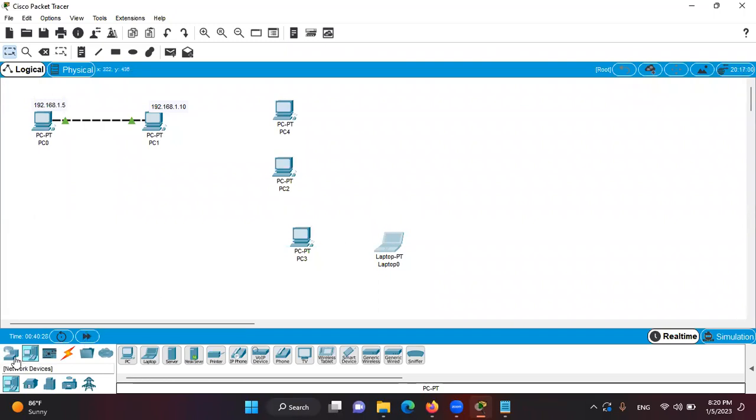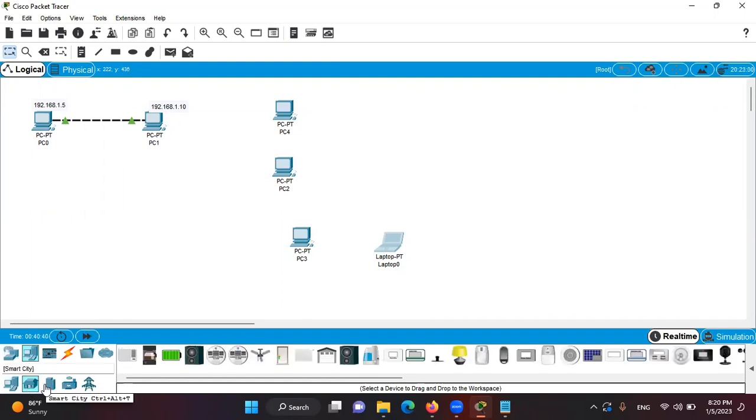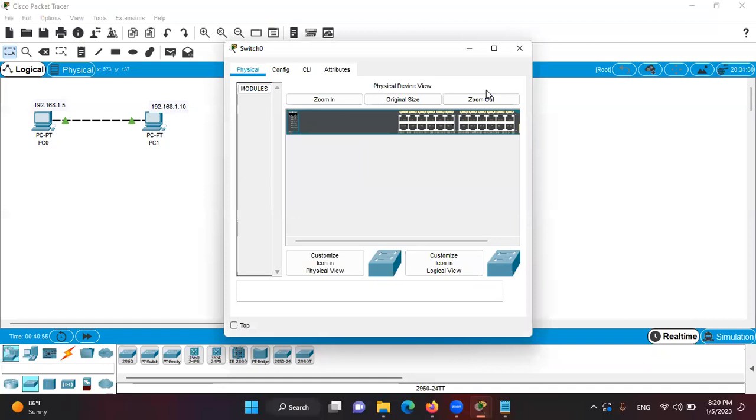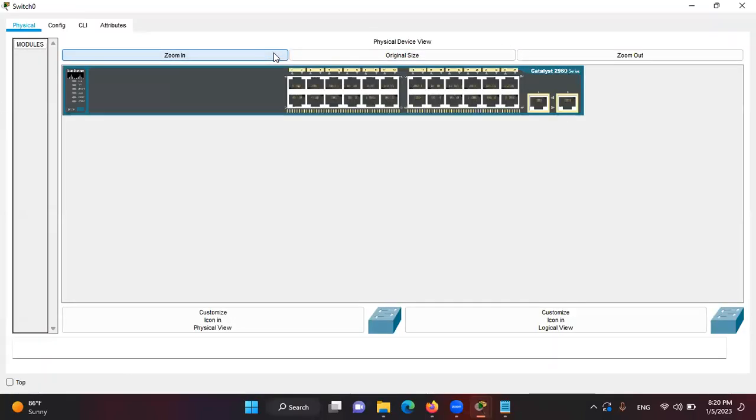So those are called network devices. First one is switch. We are going to use a switch, right? Here we have switches. So I'm going to take one switch and place it here. If you check the physical view of the switch, you can see, this is the physical view of the switch. Here in this switch, we have 24 ports. That means we can connect 24 computers to this switch. This is the actual switch available in the market, a Cisco switch.